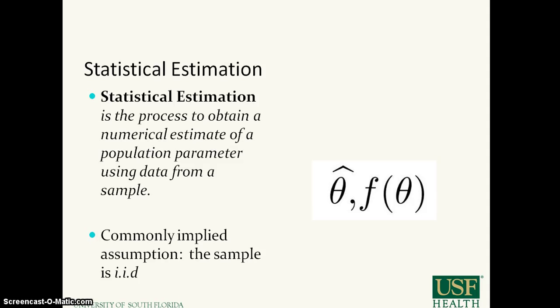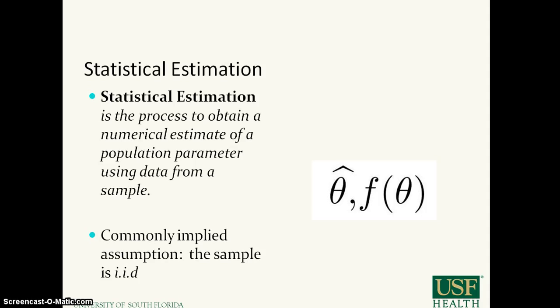And usually we assume a probability model. We use a function, the probability distribution f of theta. Here theta is a population parameter. And then we use theta hat to represent a statistical estimate. The hat means this is the value estimated from data from a sample.